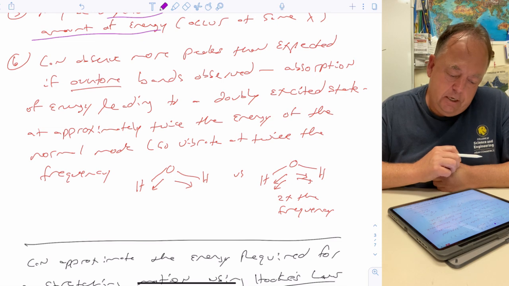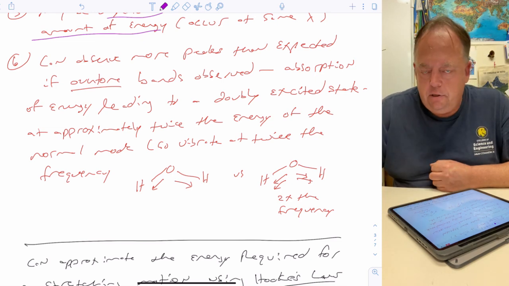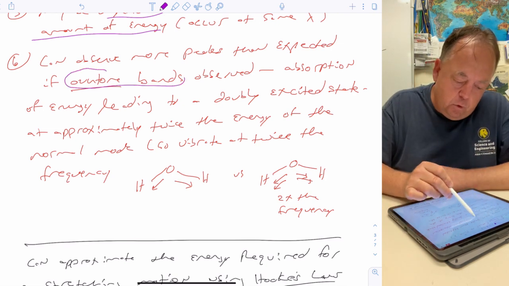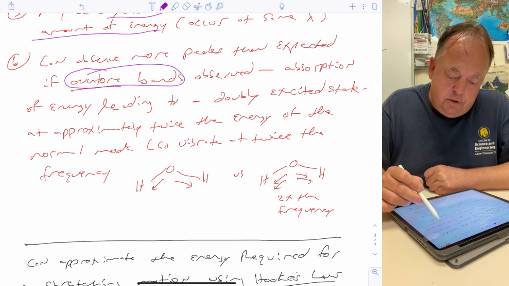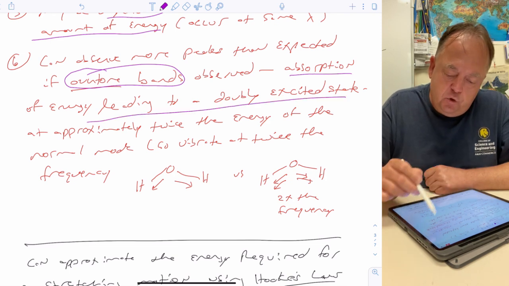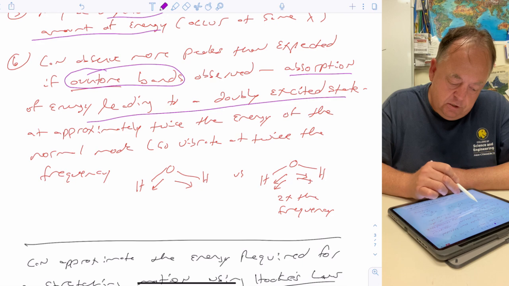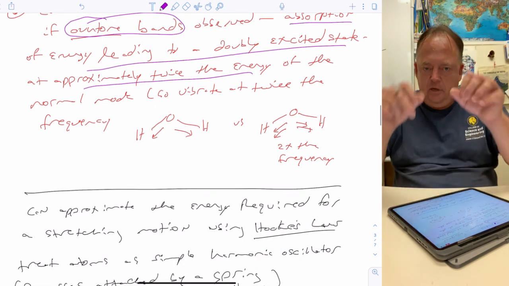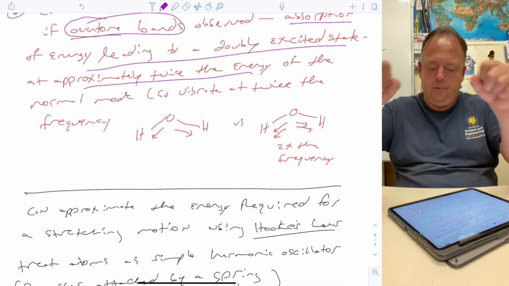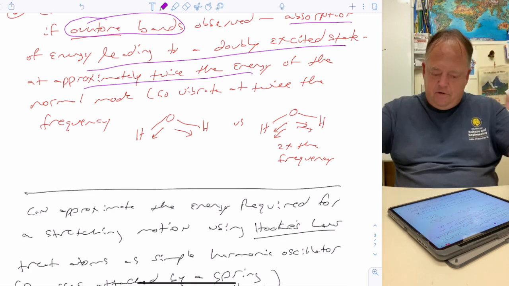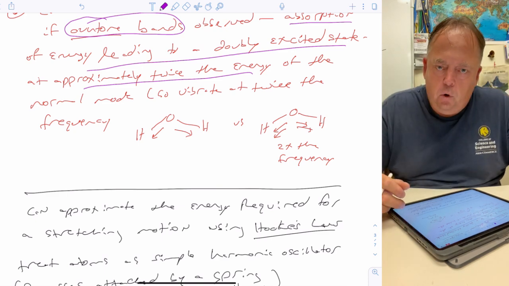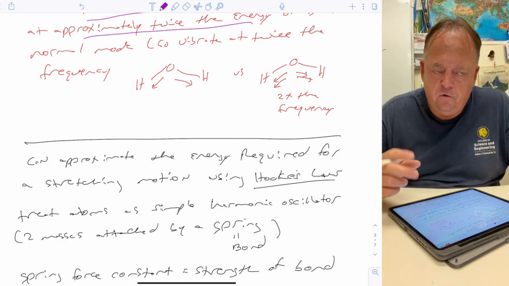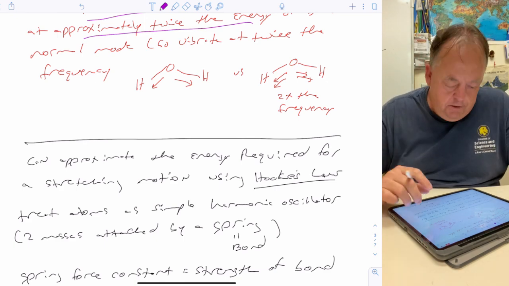Okay, so it is possible that you can observe more peaks than you should be able to see, and that would often be the case due to what's known as overtone bands. This would be absorption of energy leading to a doubly excited state, so it's going to occur at approximately twice the energy of the normal mode. If you have the OH stretching of water, for example, and you doubled the frequency of that, that would be what's known as an overtone. That's going to be at about twice the energy of where the normal band would be.